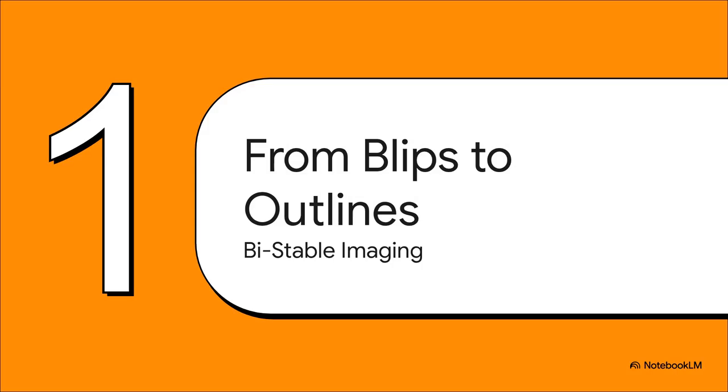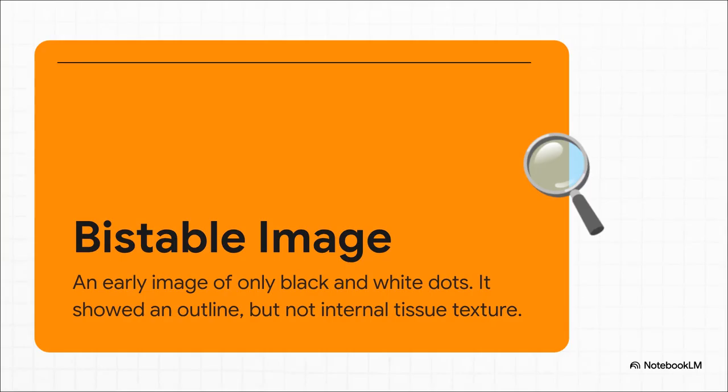And this brings us to the first big step forward in our story. We're entering the era of what was called bistable imaging. This was really the first serious attempt to turn all those random blips into something you could actually recognize. So what on earth is a bistable image?